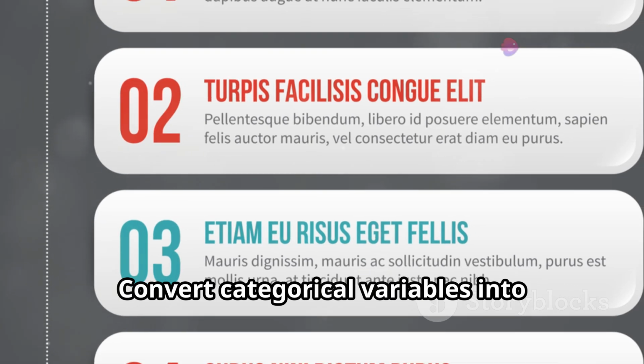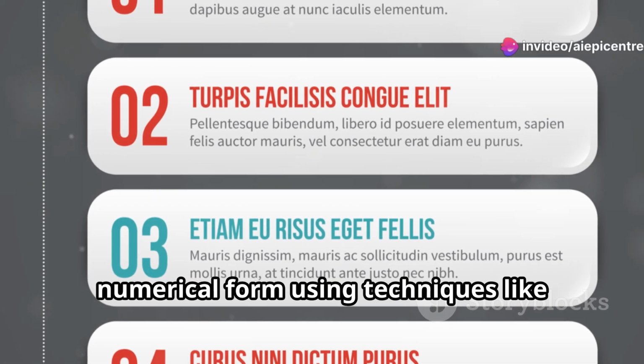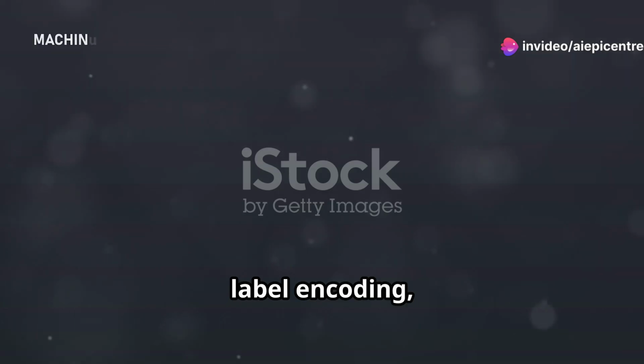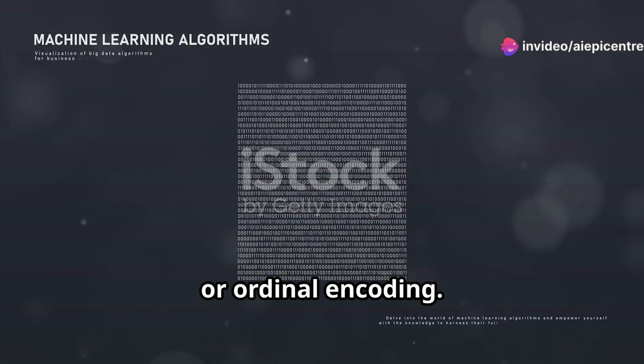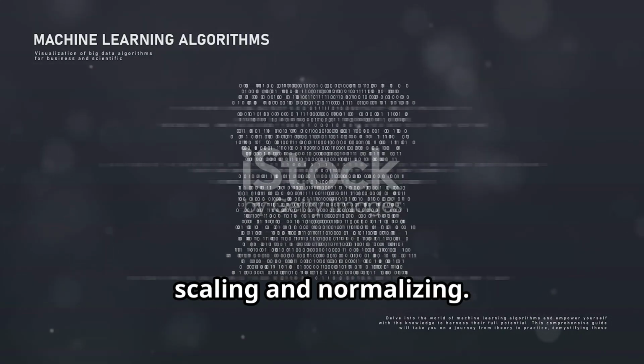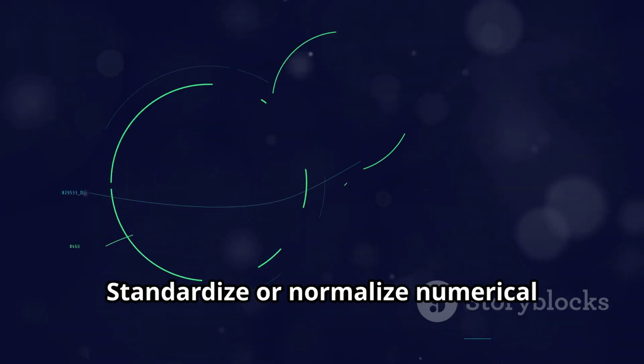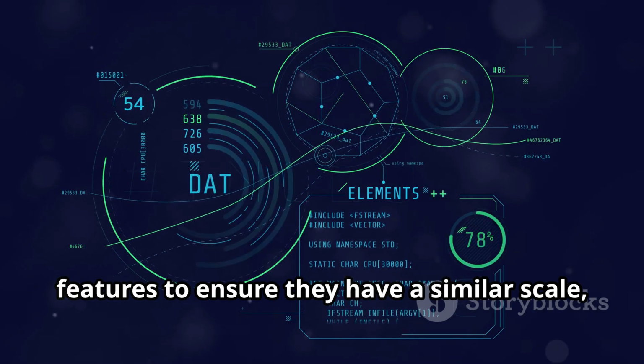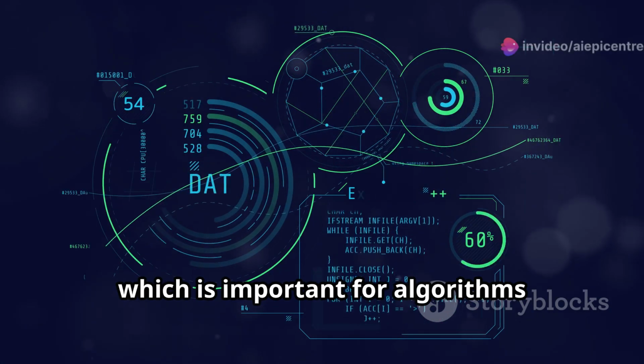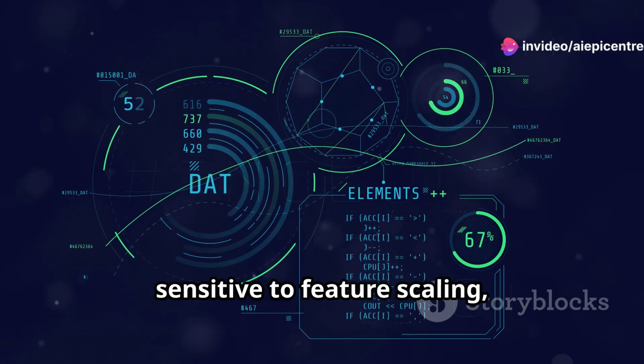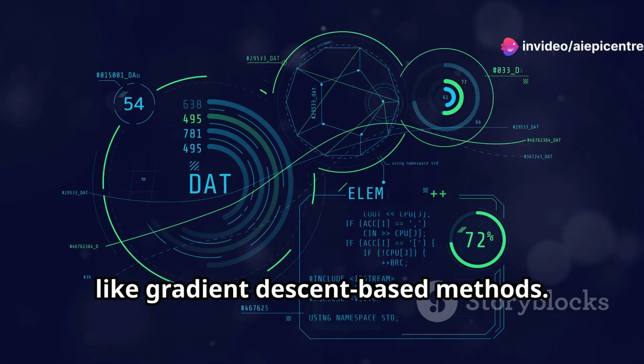Third, encoding categorical variables. Convert categorical variables into numerical form using techniques like one-hot encoding, label encoding, target encoding, or ordinal encoding. Fourth, scaling and normalizing. Standardize or normalize numerical features to ensure they have a similar scale, which is important for algorithms sensitive to feature scaling, like gradient descent-based methods.